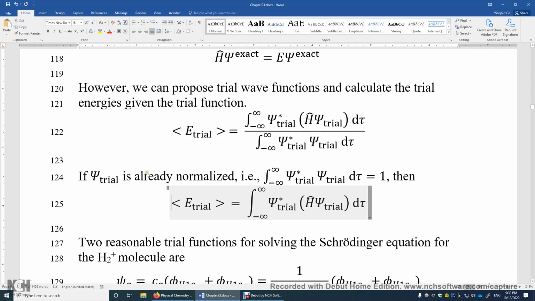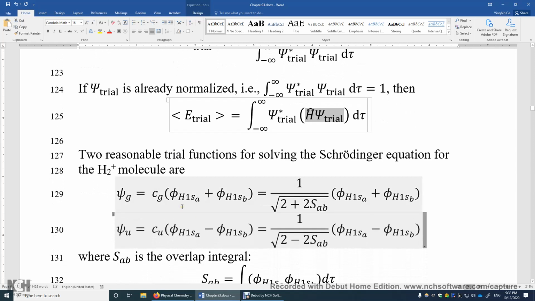If the trial function is already normalized, that means this integral is exactly 1. And then the trial energy is simply this integral, the product of two terms. This is the complex conjugate of the trial function. And this is the Hamiltonian operator being applied to the trial wave function.